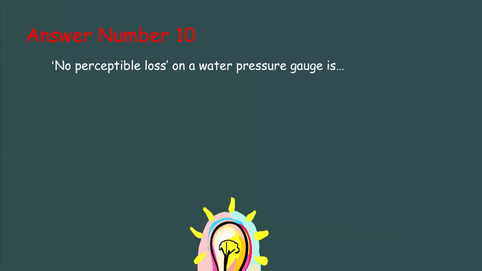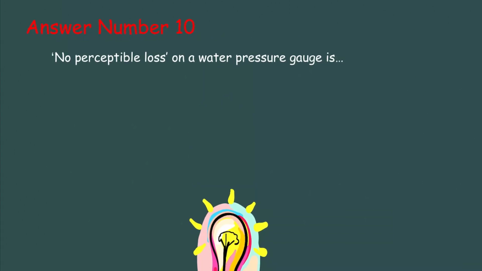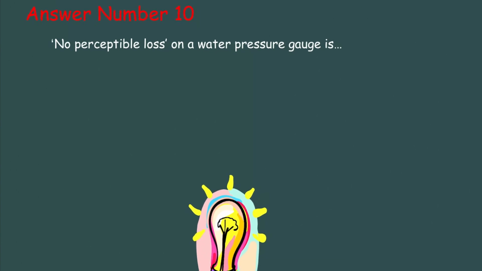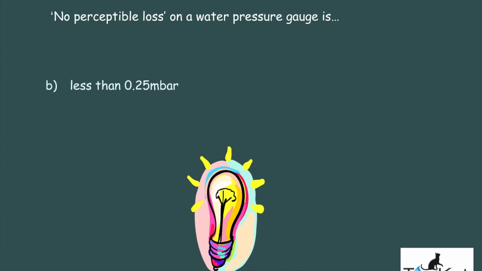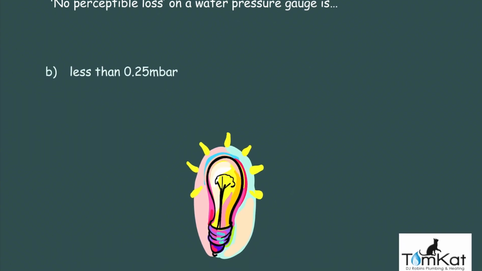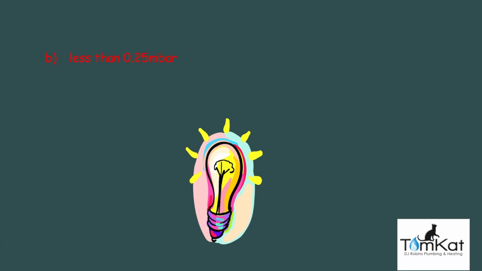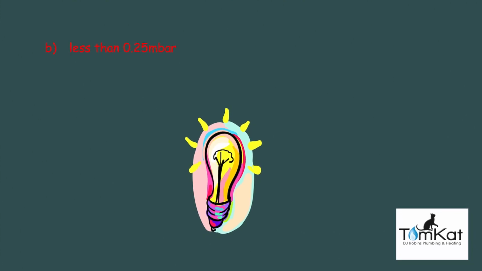And now the answer to question 10 in part 5. The no permissible loss on a water pressure gauge is B, less than 0.25 millibars. And that is the answer to question 10 in part 5.